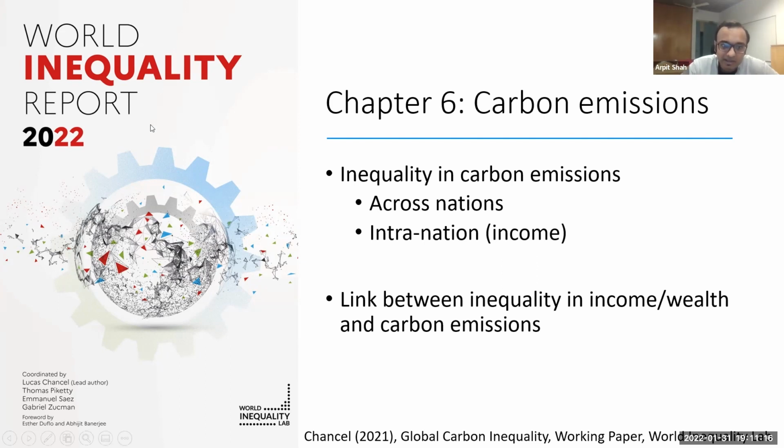I think what this chapter has done is systematically quantify inequality in carbon emissions at two levels. First is across nations. So, for example, how much do people in the US emit versus how much do people in India emit?